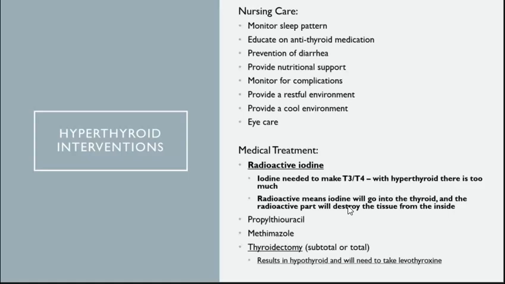So remember, in order to make T3, T4, we need iodine to make those hormones. So what happens is they make a capsule pretty much of radioactive iodine. That iodine goes straight to the thyroid and destroys the tissue from the inside out, so there is no more thyroid gland. So iodine's needed to make that T3, T4. They make it radioactive, and that radioactive component kills the thyroid from the inside out. So after this, they will be hypothyroid and need lifelong levothyroxine treatment.